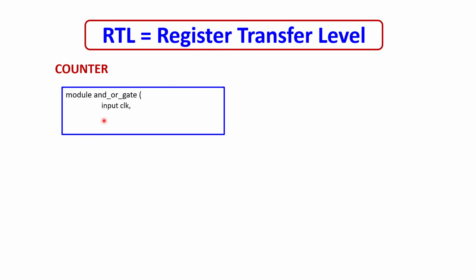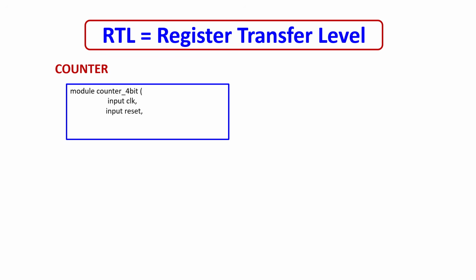So next, input clock is given. We know that clock means the clock signal. Clock is like the heartbeat of the digital circuit. Every time the clock rises from 0 to 1, something happens. Without clock, nothing changes. Then the next input we are using is reset. We know what the reset does. If reset is 1, it clears everything. And if reset is 0, the counter counts normally.